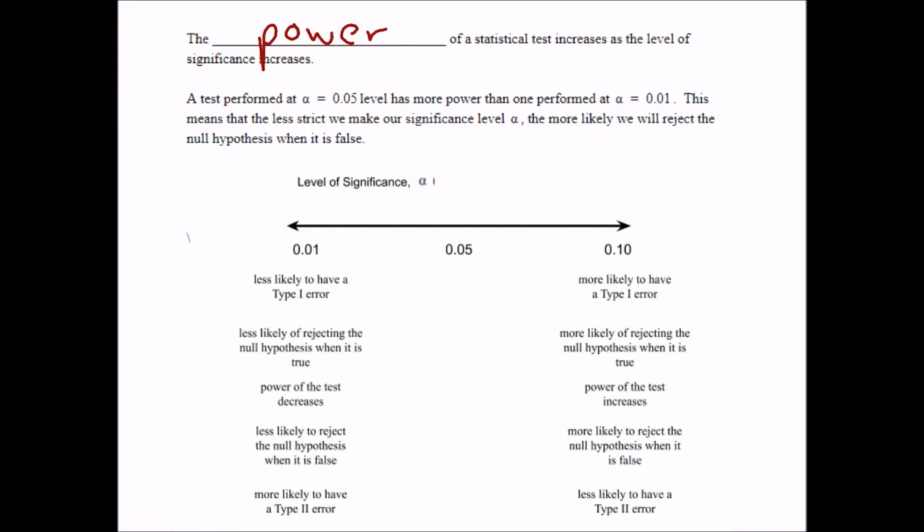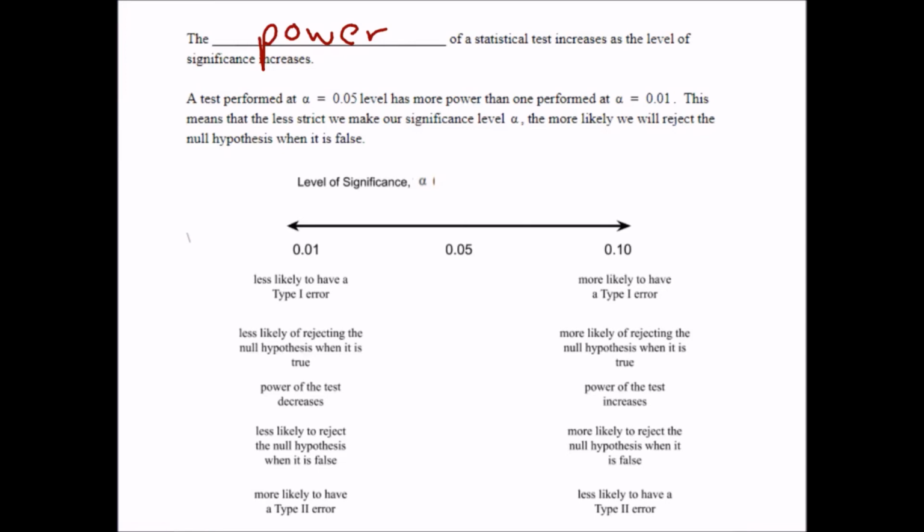of a statistical test increases as the level of significance increases. For example, a test performed at alpha equals 0.05 has more power than one performed at 0.01. This means that the less strict we make our significance level alpha, the more likely we will reject the null hypothesis when it is false. Down here I gave a little graphic of what a level of significance means, from 0.01 to 0.10.